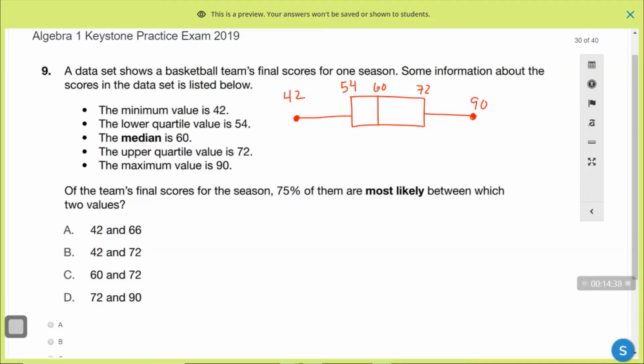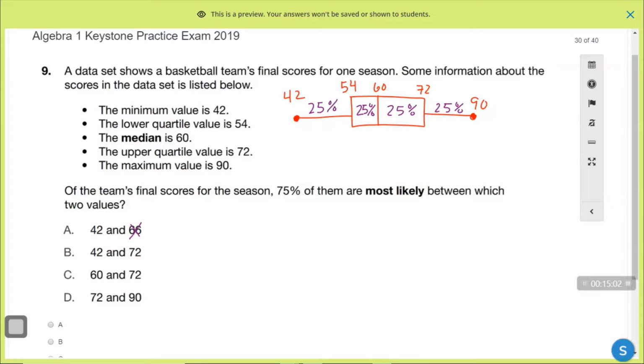two values? Well, each one of these sections, let me mark off what it represents. Each section here represents 25% of the data. No matter how big or small that section is, each section is always worth only 25%. That means I'm looking for the two values that they're giving me to cover 3 of these sections. Let's start with the first one, between 42 and 66.